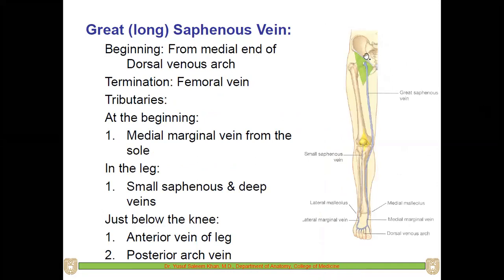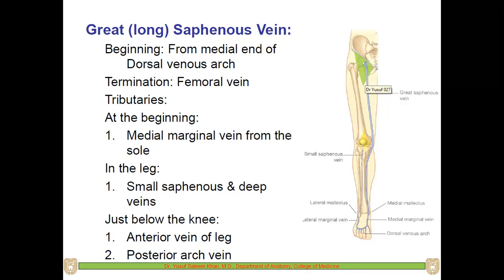Among these, the most important will be the great saphenous, as I said, because this is the main vein which will be draining the lower limb. Sometimes it is also called the long saphenous vein. Usually we call it the great saphenous vein, but it is also called the long saphenous vein.